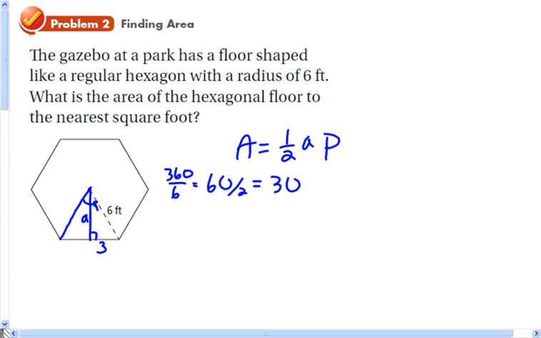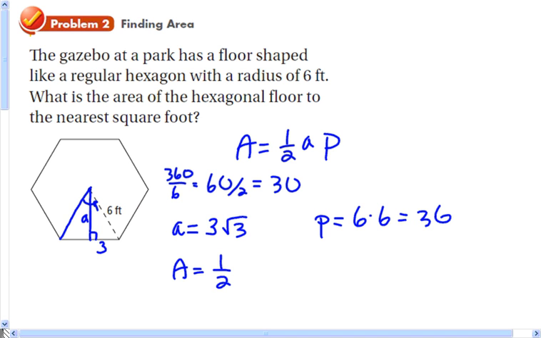And now that we know that's 3, we can find our apothem. Our apothem is equal to, in a 30, 60, 90 triangle, the longer leg is square root of 3 times the shorter leg, so we just have to take 3 times the square root of 3. And our perimeter is equal to, there's 6 sides, and each side is 6. So that's 36. So now we're going to do area is equal to 1/2 A, which is 3 times the square root of 3, times P, which is 36.